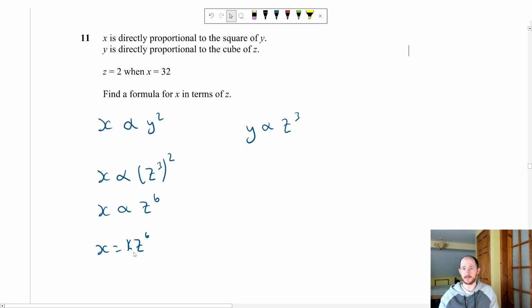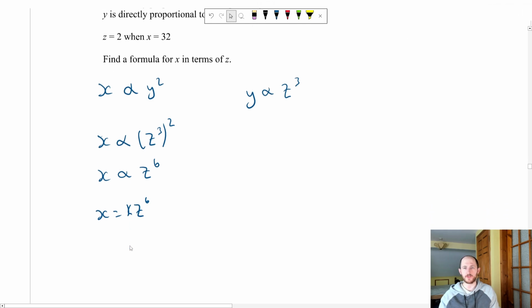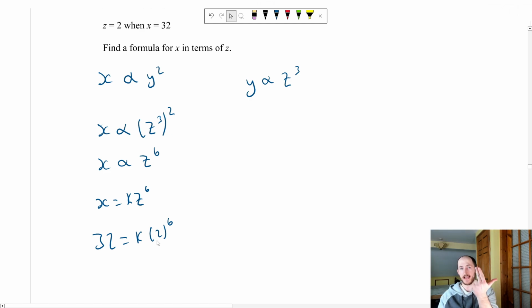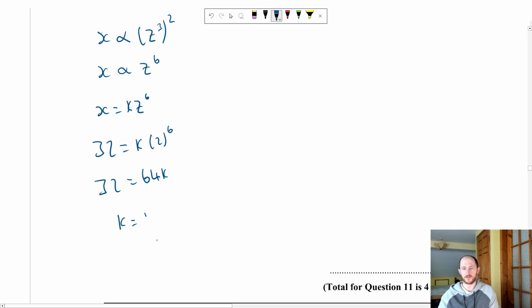Mathematically, this makes a lot more sense. Now we do exactly what the normal question is, which is we sub in our two equations to find what the constant is. So z equals 2 when x is 32. So 32 equals k times 2 to the power of 6. And 2 to the power of 6, of course, is 2, 4, 8, 16, 32, 64. So 32 equals 64k, and then k is just equal to a half.